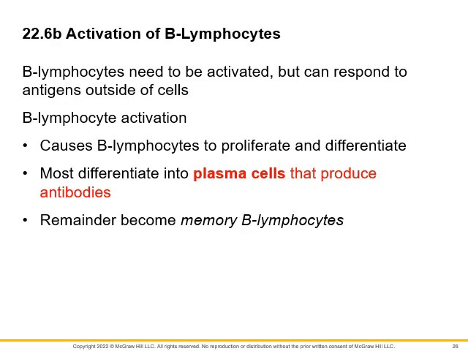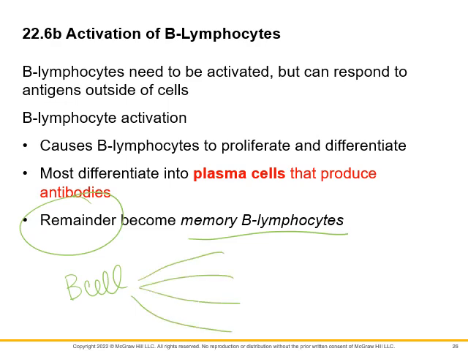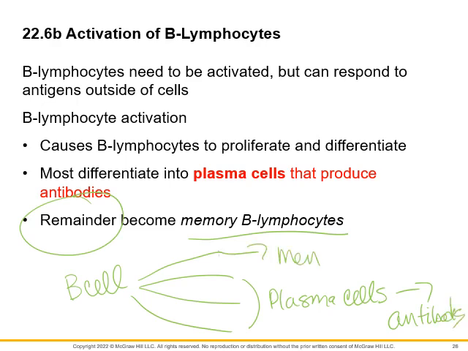Activation of B cells. So B cells are going to make antibodies, and they're going to differentiate into the plasma cells. The remainder become memory B cells. So basically, you're going to have a B cell, and that B cell is going to differentiate into 3 plasma cells. They're going to make antibodies, and this one is going to become a memory cell.